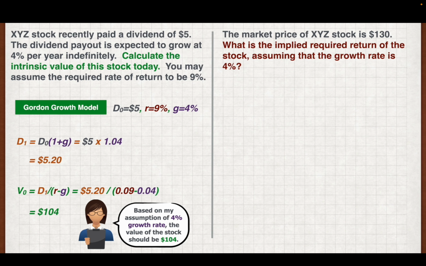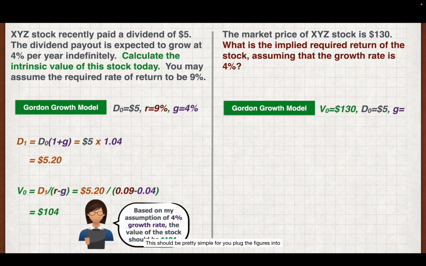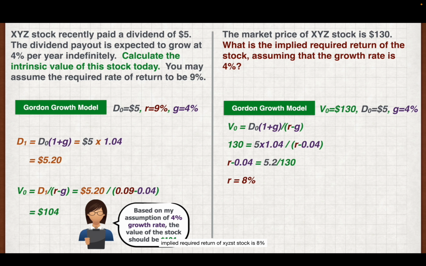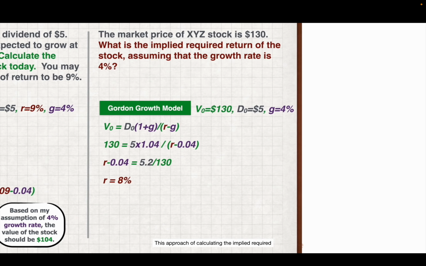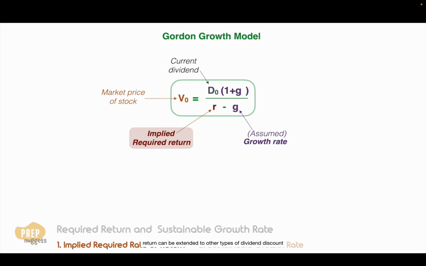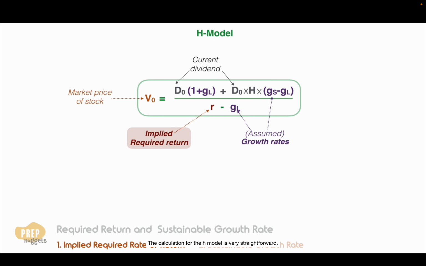And we're back. This should be pretty simple for you. Plug the figures into the Gordon growth formula, rearrange, and the implied required return of XYZ stock is 8%. This approach of calculating the implied required return can be extended to other types of dividend discount models that we've learnt. The calculation for the H model is very straightforward too. Let's see if you can solve this.